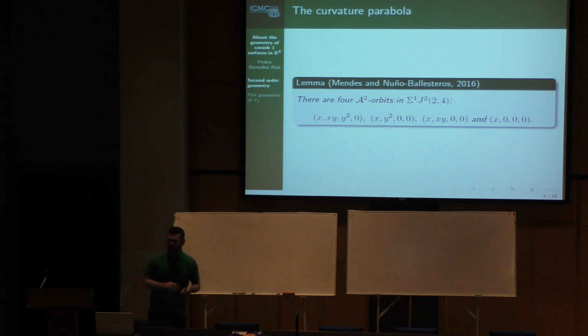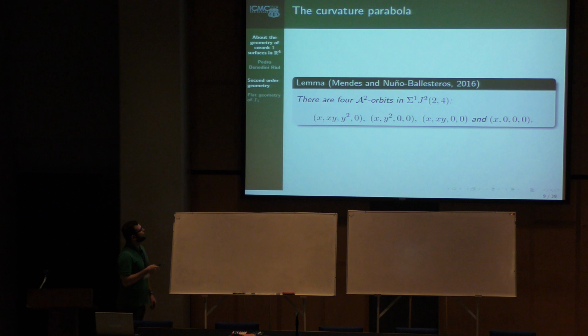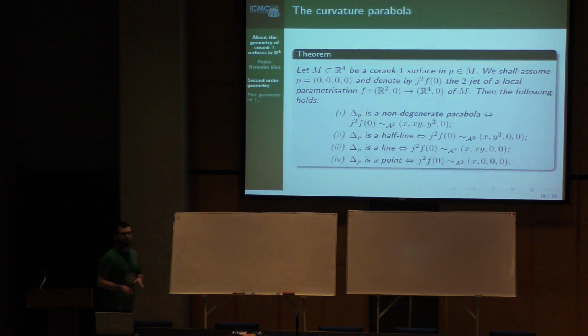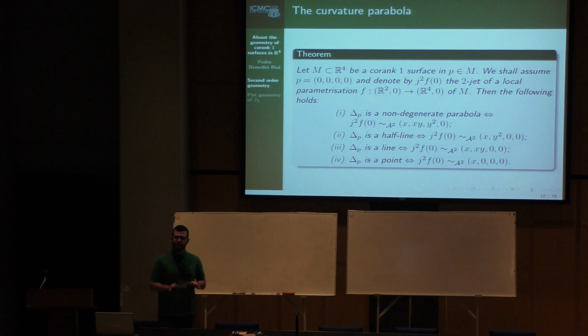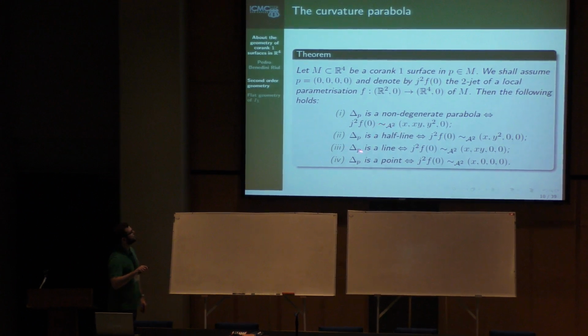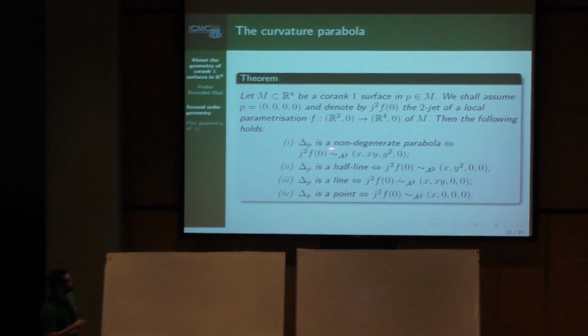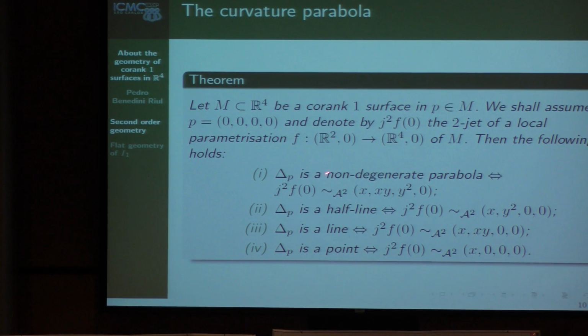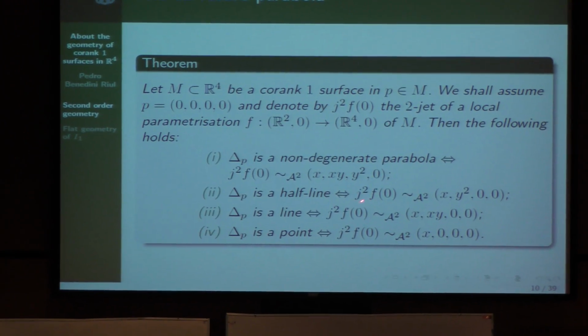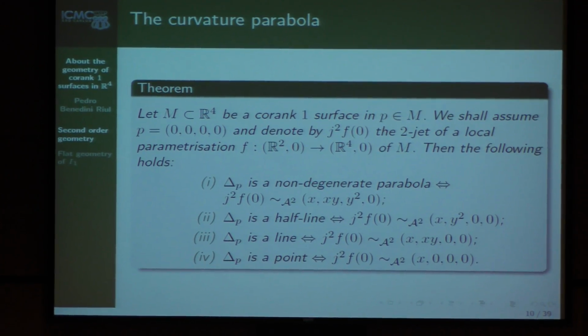In 2016, Mendes and Nuño-Ballesteros showed that there are 4 A2 orbits in the space of 2 jets of corank 1 maps from R2 to R4, as we see. And the interesting thing is that the curvature parabola is a complete invariant for their classification, in the sense that the curvature parabola can distinguish the 4 orbits. So here we have a parabola. In this case, we have this normal form if delta p is a non-degenerate parabola, and this normal form if we have a half line, a line, or a point.